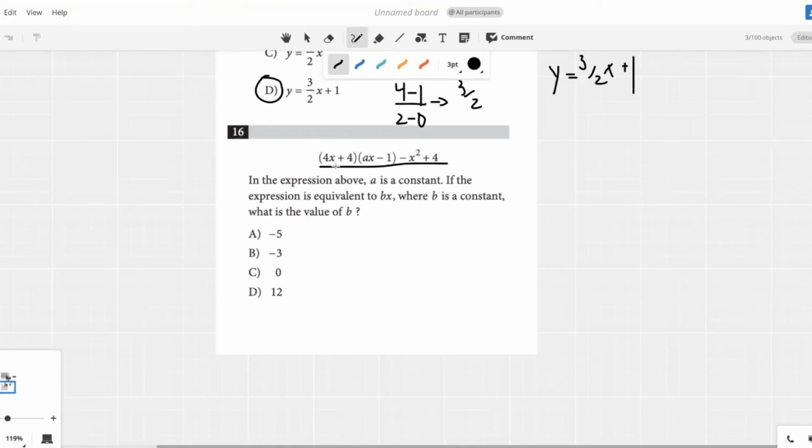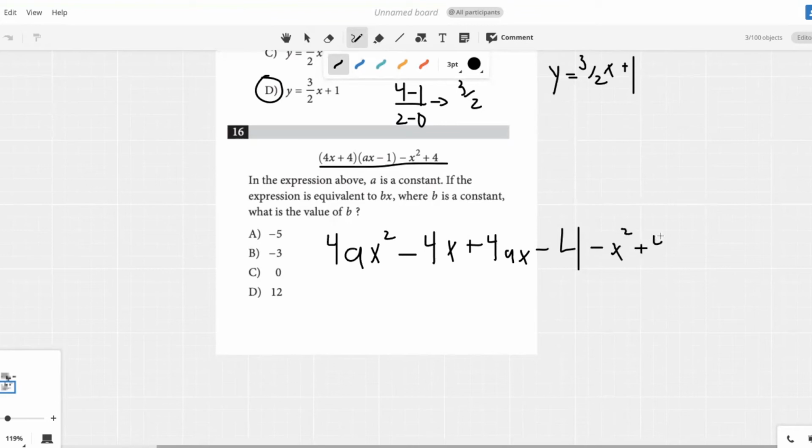So let's start off with using FOIL to multiply out these two polynomials. So first is going to be 4x times ax, which is 4ax squared. Outer is going to give us 4x times negative 1, which is negative 4x. Inner is going to give us 4 times ax, which is 4ax. And last is going to give us 4 times negative 1, which is negative 4. And don't forget to add on negative x squared plus 4. So minus x squared plus 4.